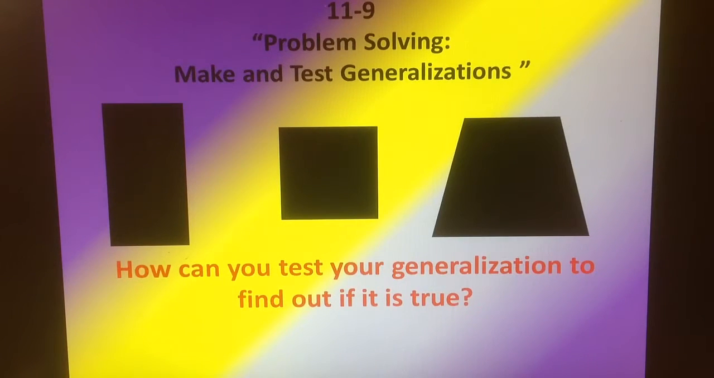So we said that all three polygons have four sides. And all three polygons have at least one set of parallel lines. How can you test your generalization to find out if it's true? You look and see if those things are true. Look and see, do all of the polygons have four sides? Yes, they do. Do all of the polygons have one set of parallel lines? Yes, they do. In fact, a couple of them have two sets of parallel lines, but it's not a correct generalization if it's not true about all of them.